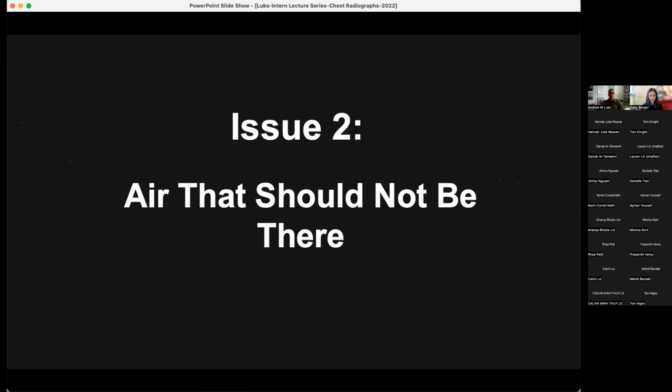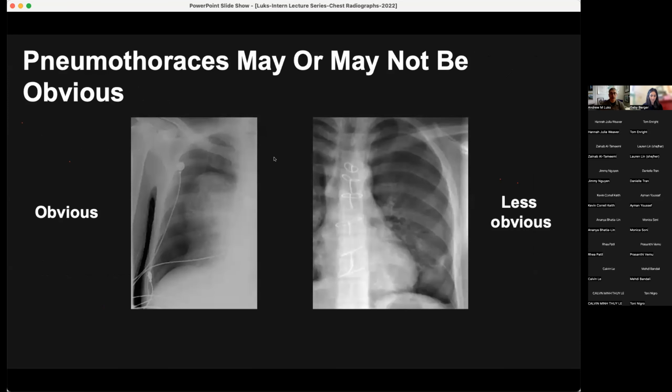Okay. So now we're going to talk about how to recognize what I like to refer to as air that should not be where it is. In other words, major forms of barotrauma. The most common form you're going to see is pneumothorax. And some pneumothoraces are quite obvious and others are not. So here on the left side of the screen, you see a very obvious pneumothorax. You have a collapsed lung, densely opacified, and a large area of lucency outside the lung.